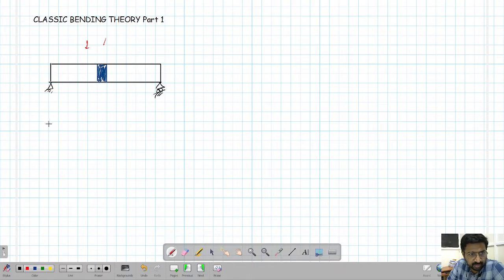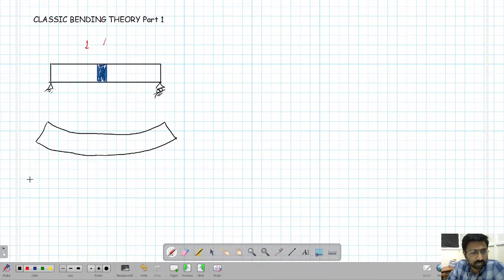Let's say I am exaggerating the bending curvature. This will not look like this in practice; the bending will be very, very small. So let's say this is bending because of the loads. Now what will happen to this shape? This shaded portion may look something like this.